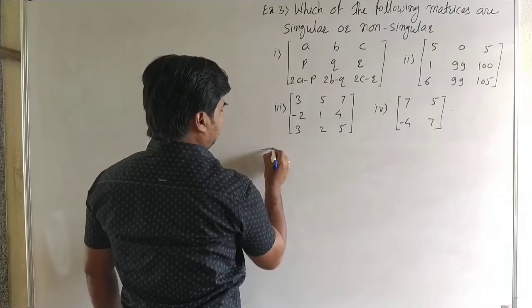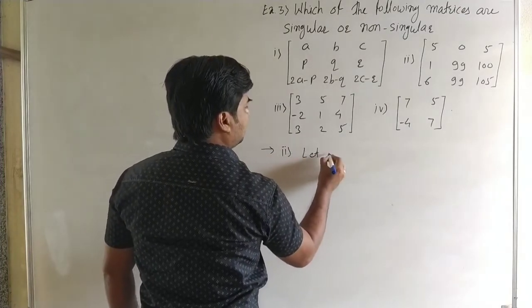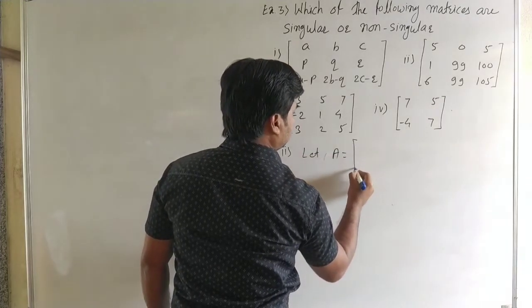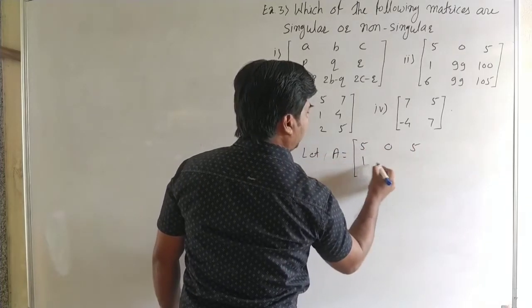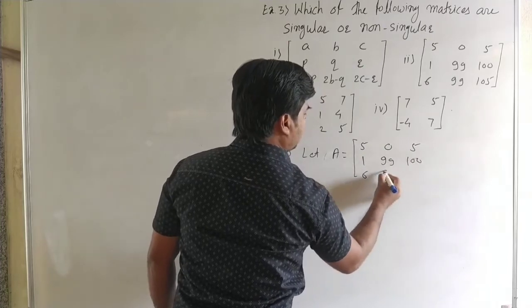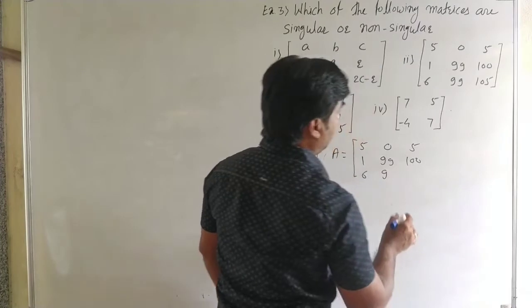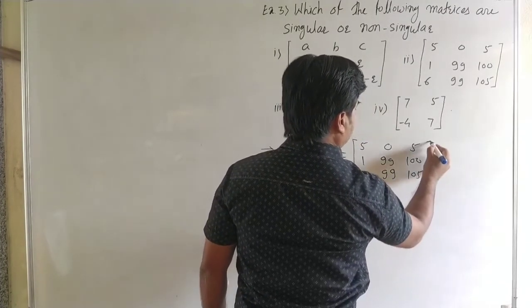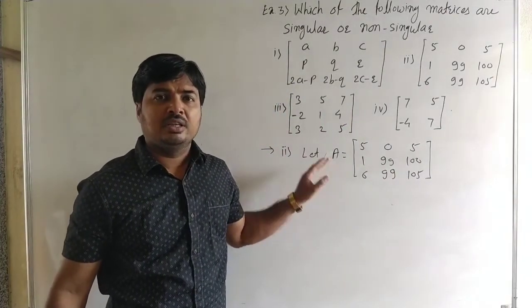Again for the second, let A be the matrix with rows 5, 0, 5; 1, 99, 100; 6, 99, 105. Okay, now it is a matrix.